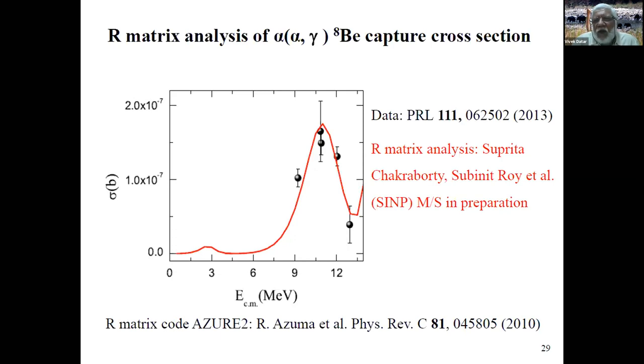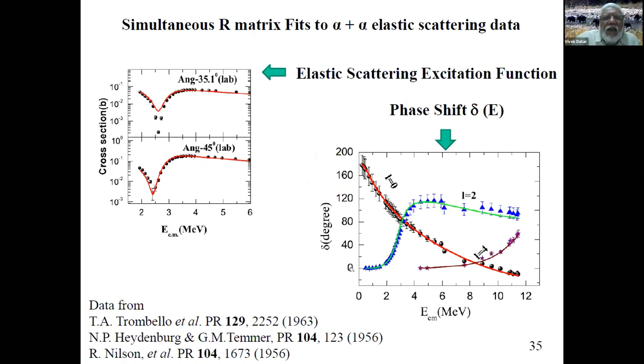But my colleague at Saha Institute, Subhrajit Roy, found a PhD student, and this is part of her thesis. She did an analysis based on this code, an R-matrix analysis, and she could produce this kind of fit. I expect that this is not a unique choice of parameters, but certainly they searched over a large area of the parameter space. They fit the alpha-alpha elastic scattering at various angles, and these phase shifts for L equal to 0, L equal to 2, L equal to 4, and so on, using the data given in these references.